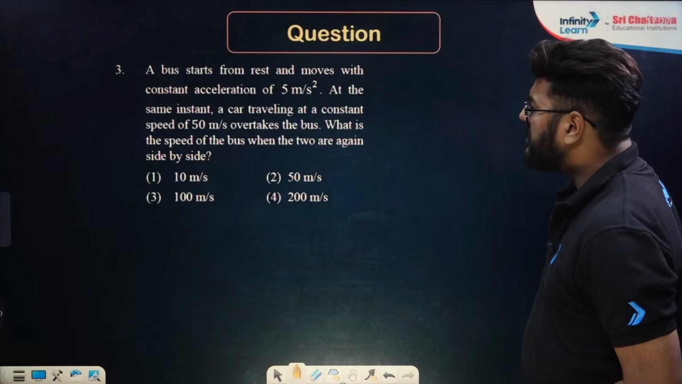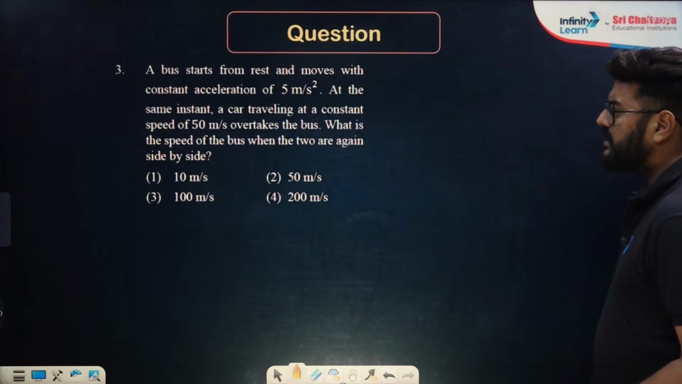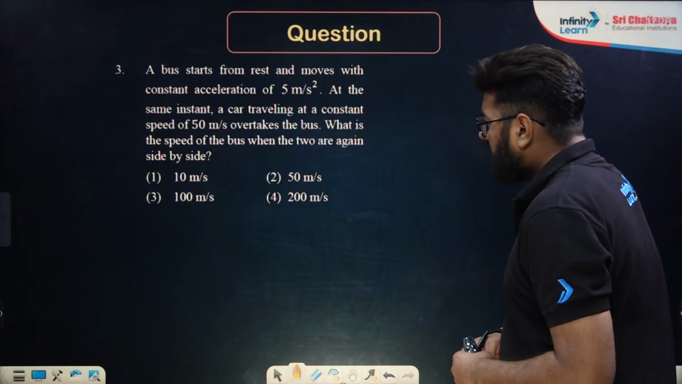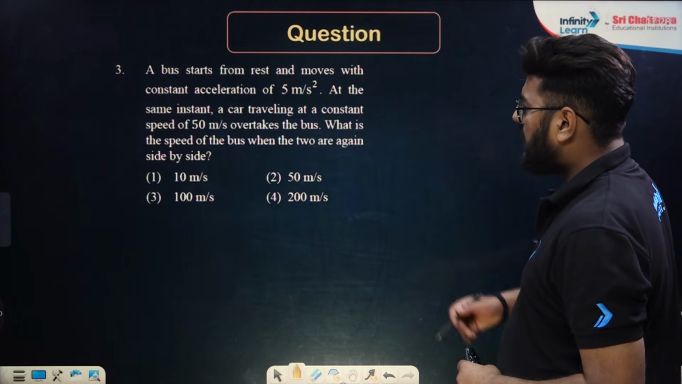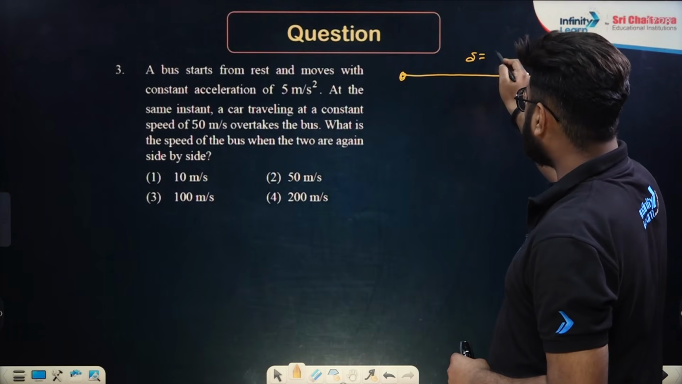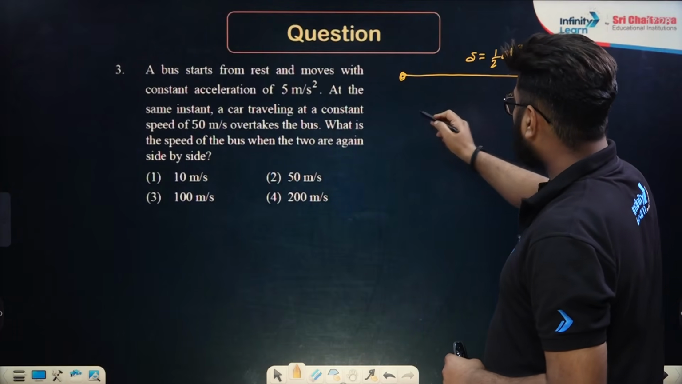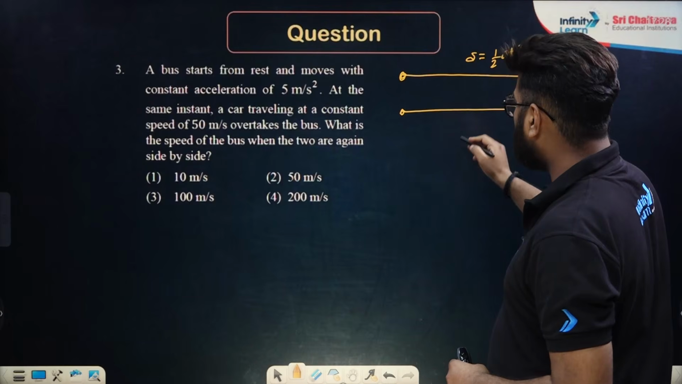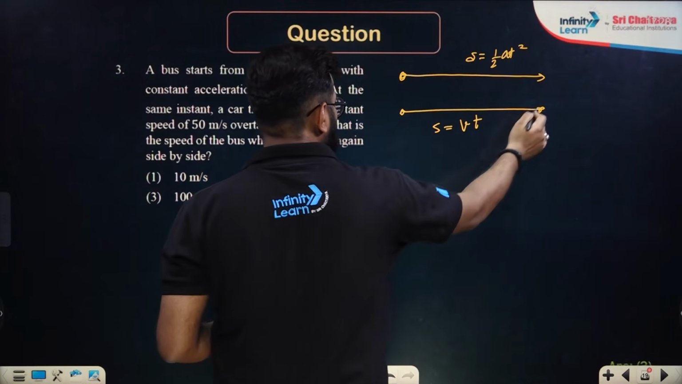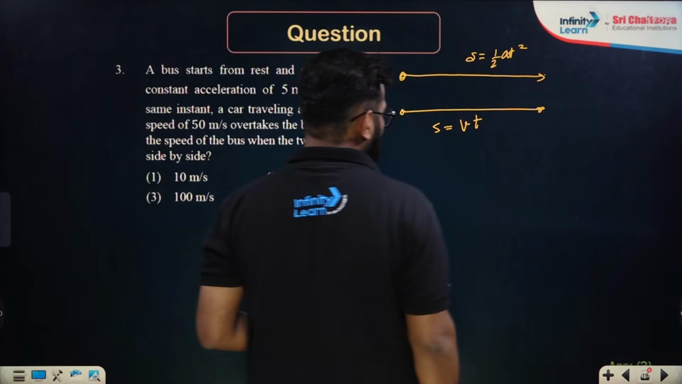A bus starts from rest and moves with a constant acceleration 5 meter per second square. At the same instant, a car traveling at a constant speed of 50 overtakes the bus. What is the speed of the bus when the two are again side by side? So over here, one is in acceleration, the displacement will be half at square, right? And the other one is moving with a constant speed, which is going to be v into t. Equate both of them because the displacement will be the same when they are one above the other. You will get the value of time.